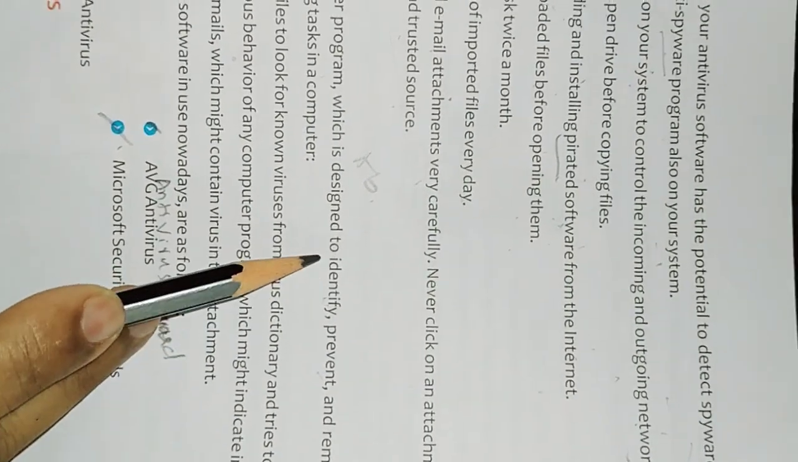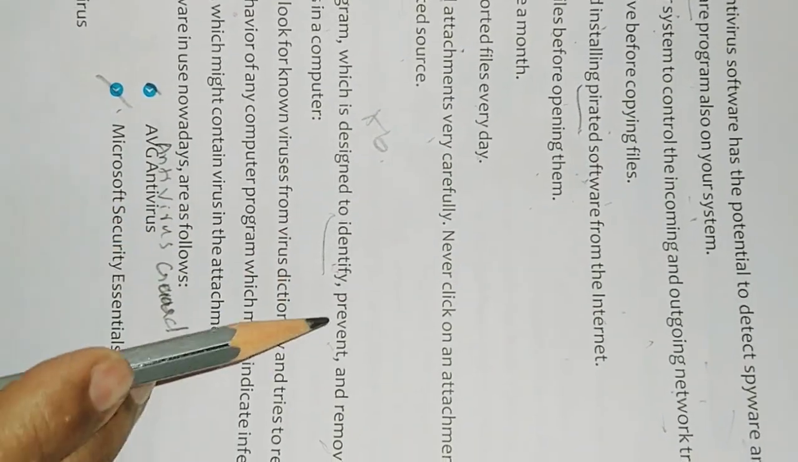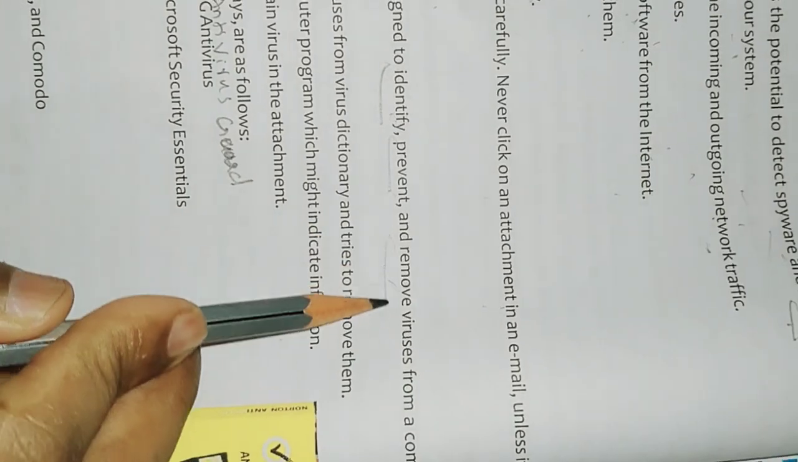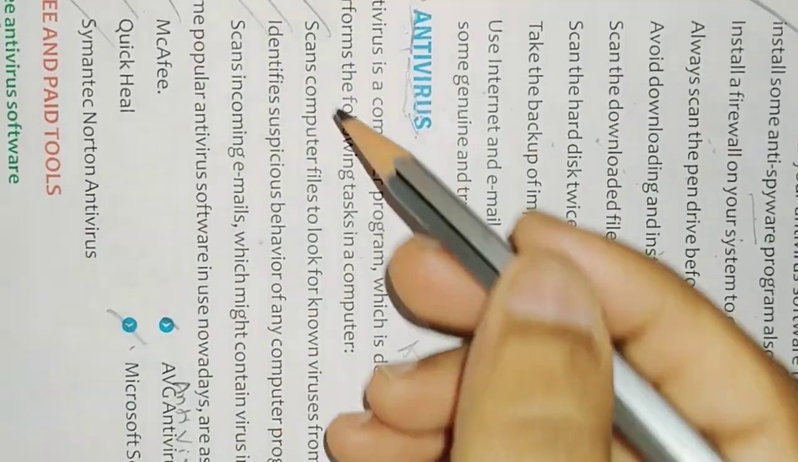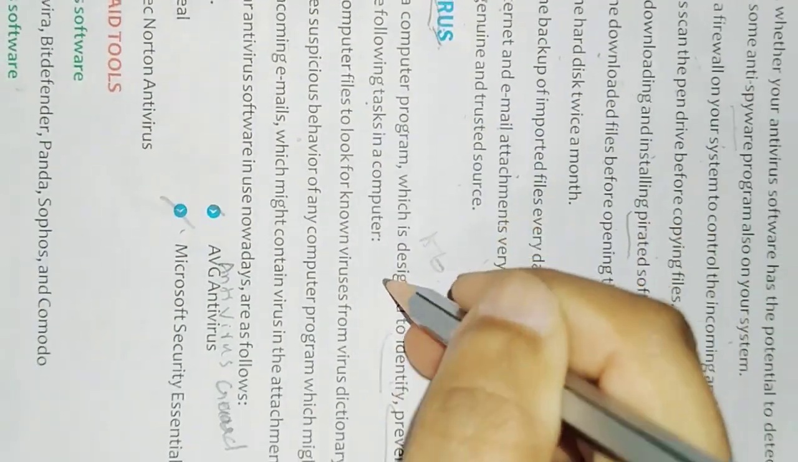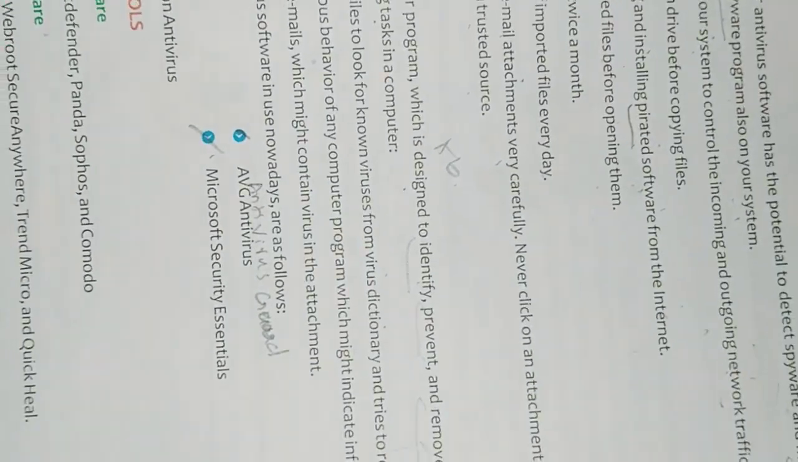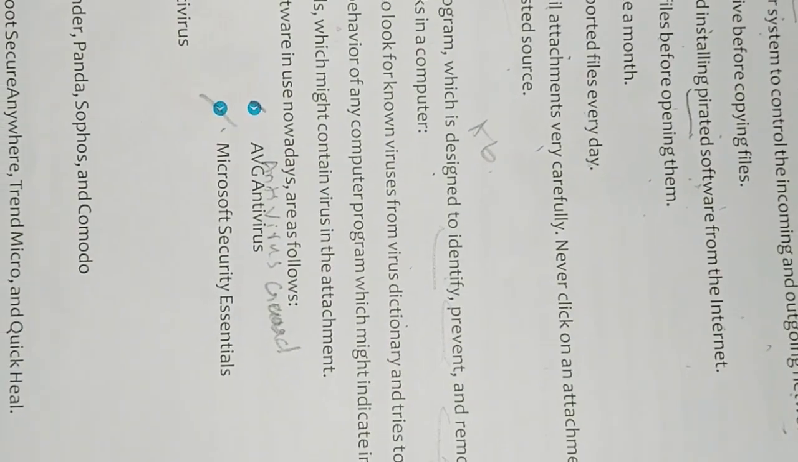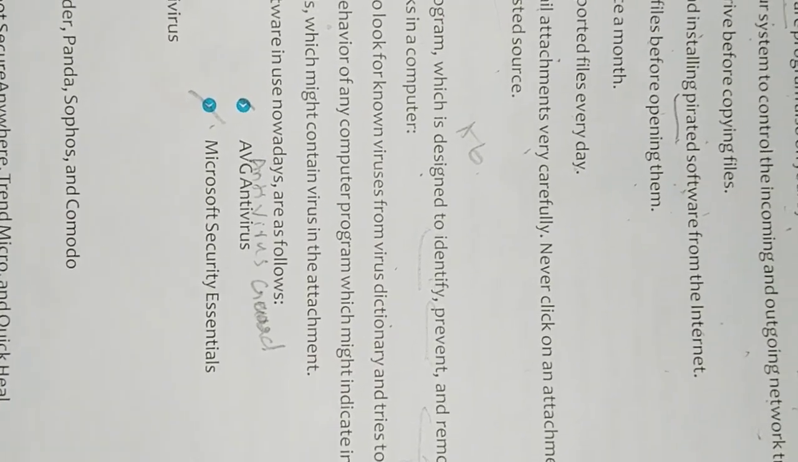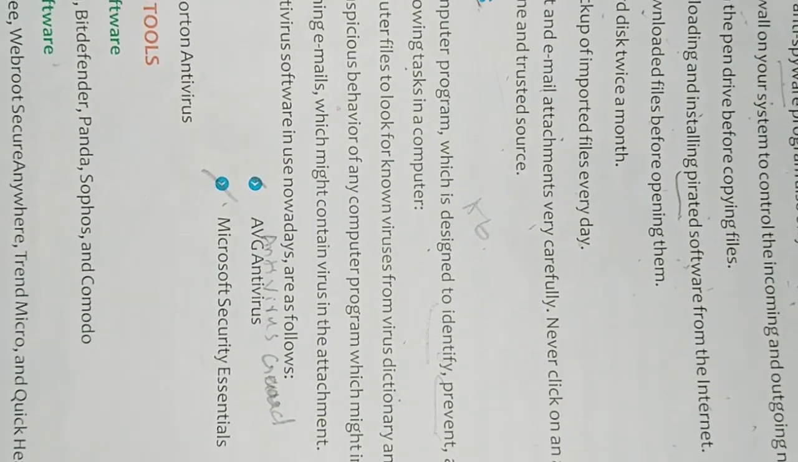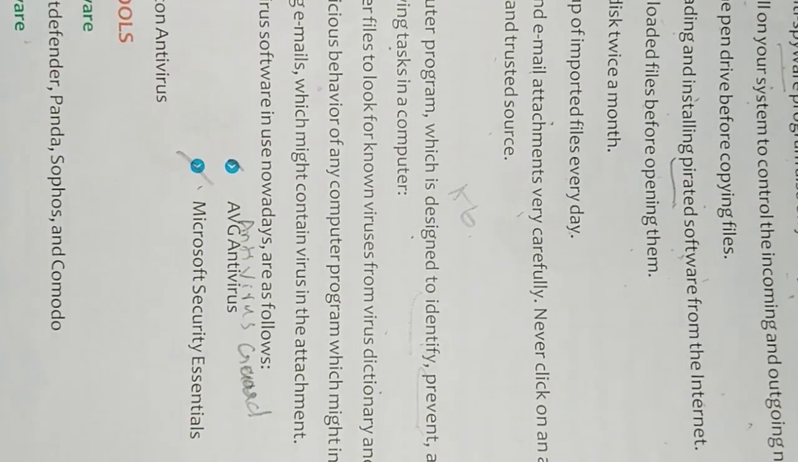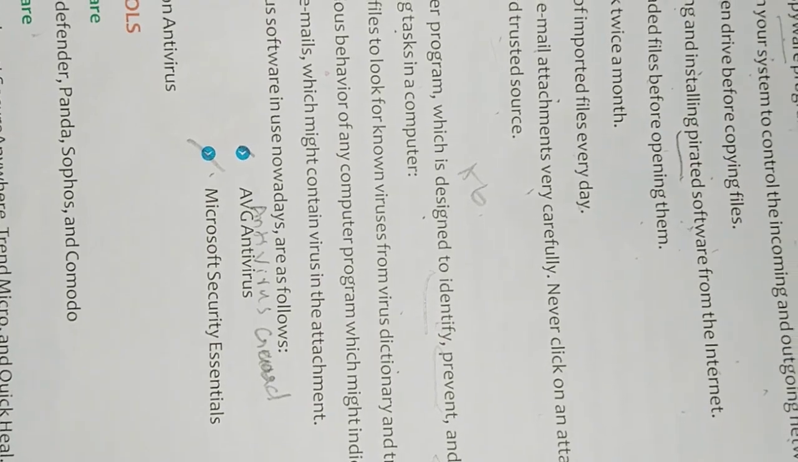So what are the actions of an antivirus? It will identify the virus, it will prevent the virus, and it will remove the virus from your computer. It will perform the following actions. It will scan computer files to look for known viruses from the virus dictionary and try to remove them. What is meant by this? It means they will have a dictionary. A dictionary contains the meaning of all words. In the same way, it will contain a virus dictionary, which may contain all the forms of viruses.